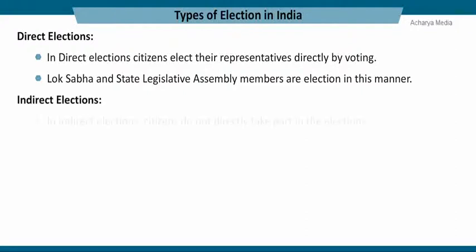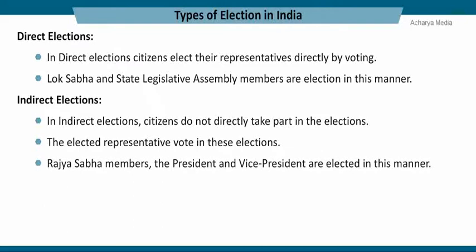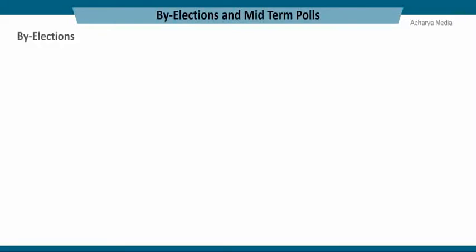Indirect elections. In indirect elections, citizens do not directly take part in the election process. The elected representatives vote in these elections. Rajya Sabha members, the president and vice president are elected in this manner. By-elections and midterm polls.